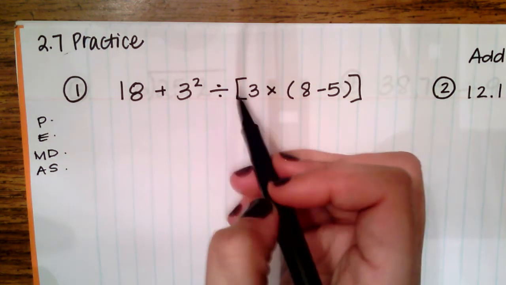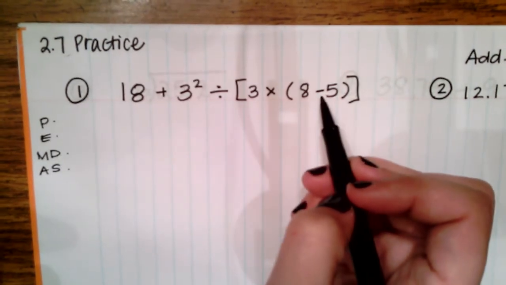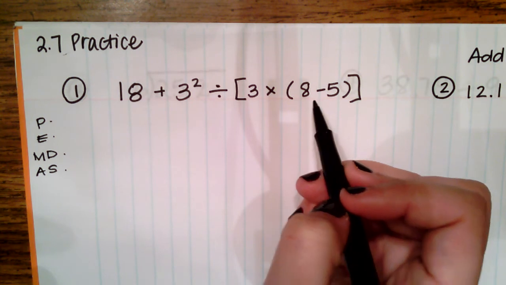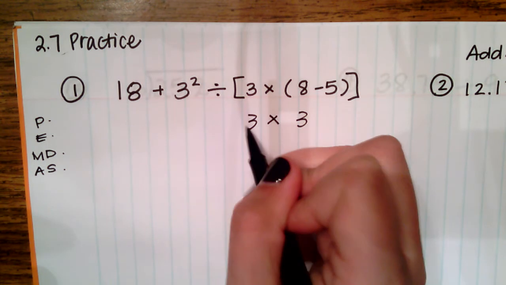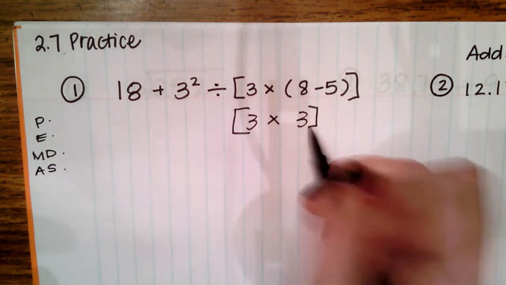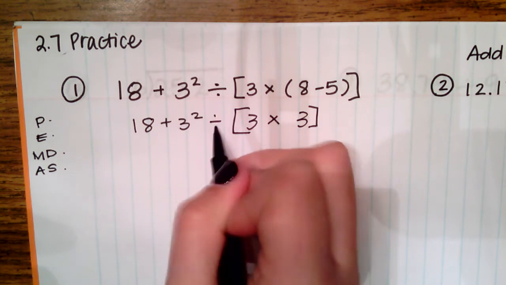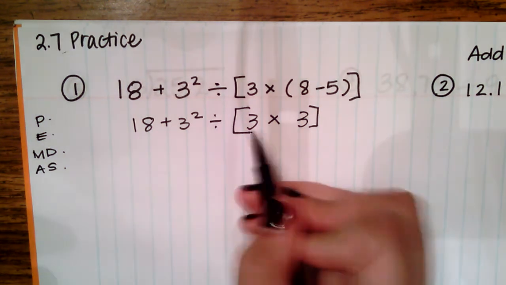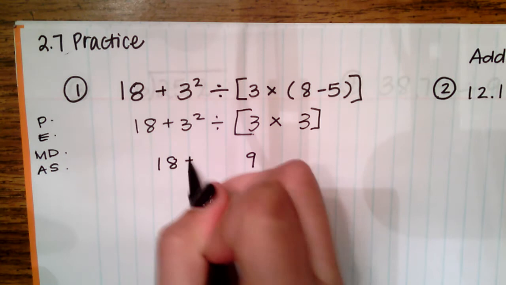So first I see parentheses or grouping in brackets, and I even see parentheses within the brackets, so I will be doing that first. 8 minus 5 is 3. Everything else comes down. Now I still have parentheses to take care of. 3 times 3 is 9. Everything else comes down.